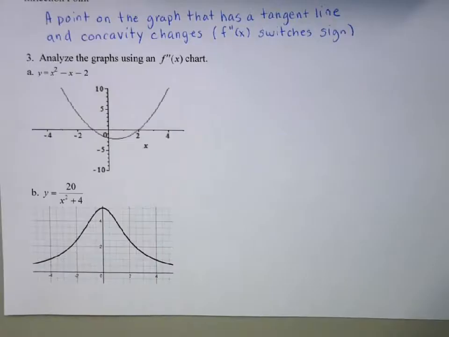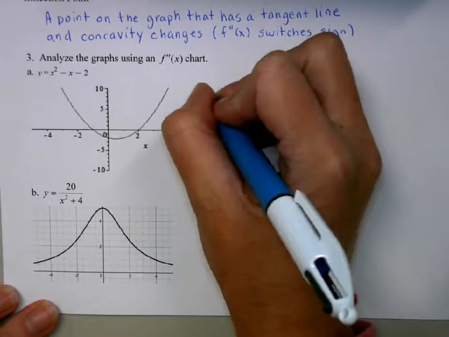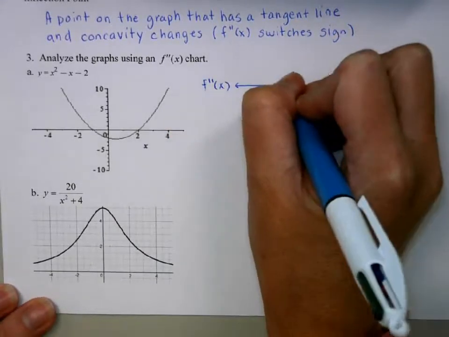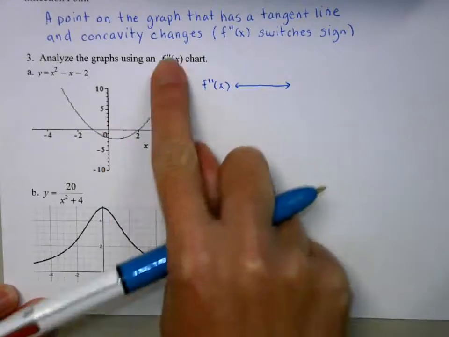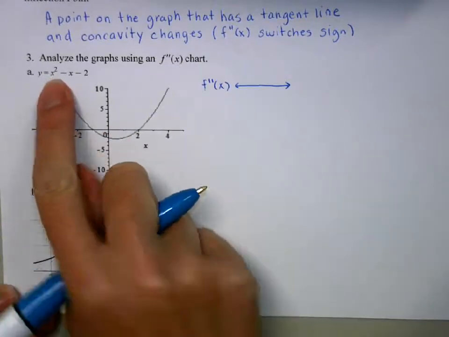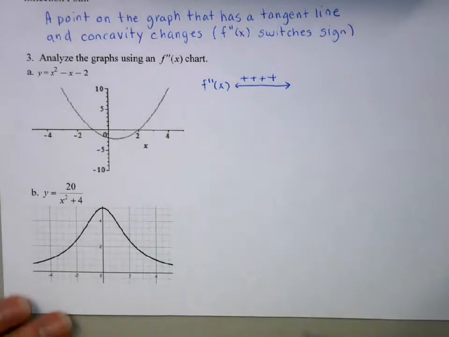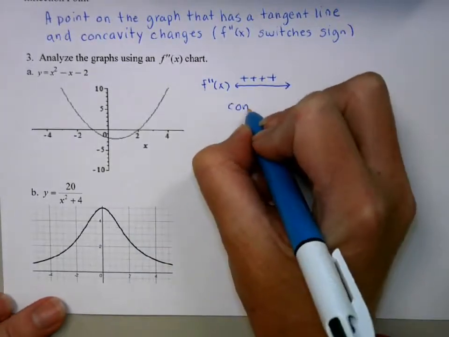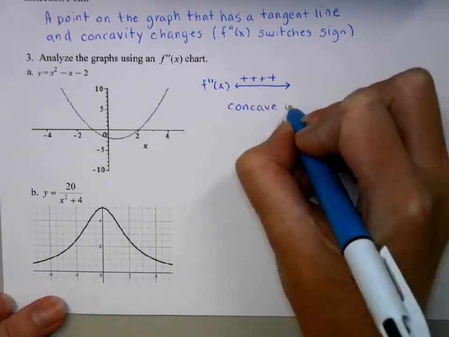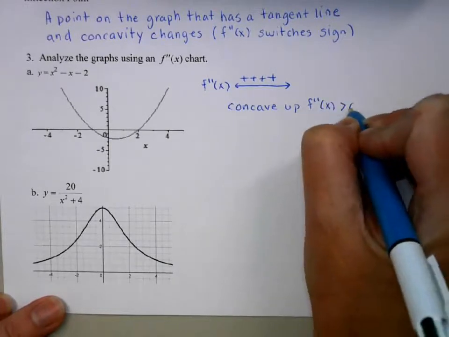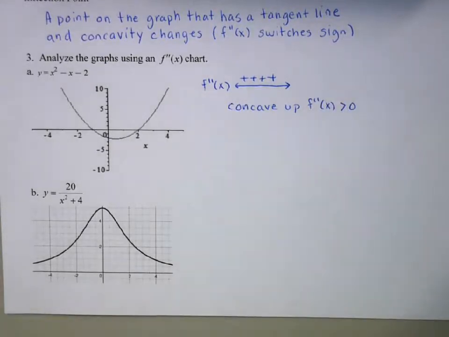Okay, so again, we have the graph in front of us. So we're going to look at the concavity of the graph to determine what the second derivative would look like. This one is concave up the whole time. Okay, so we'd say it's concave up because f double prime of x is greater than 0, and there's no inflection points because it's not switching concavity.